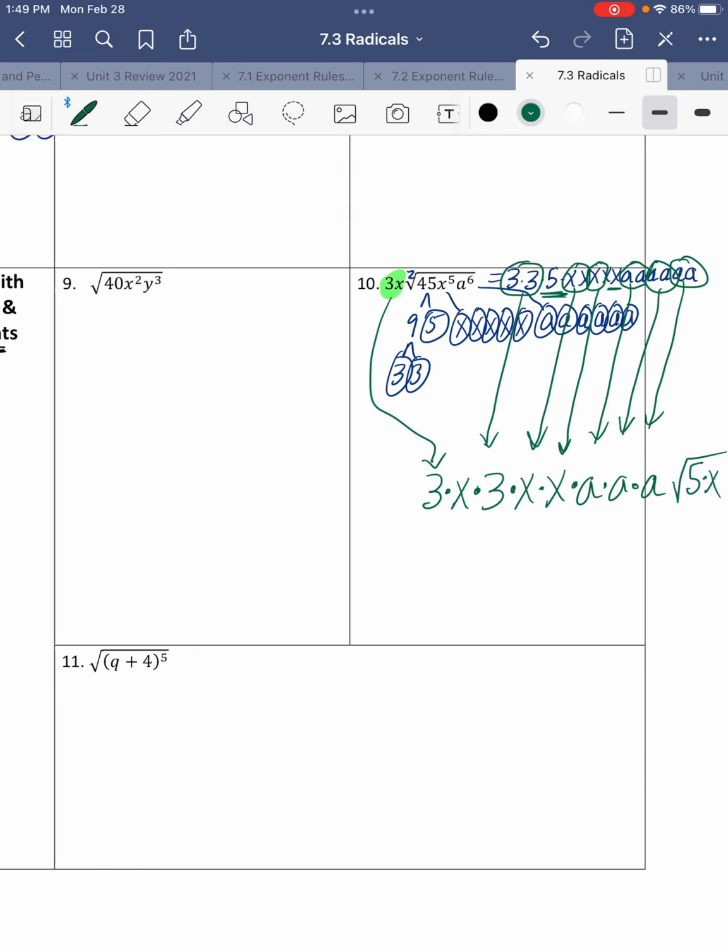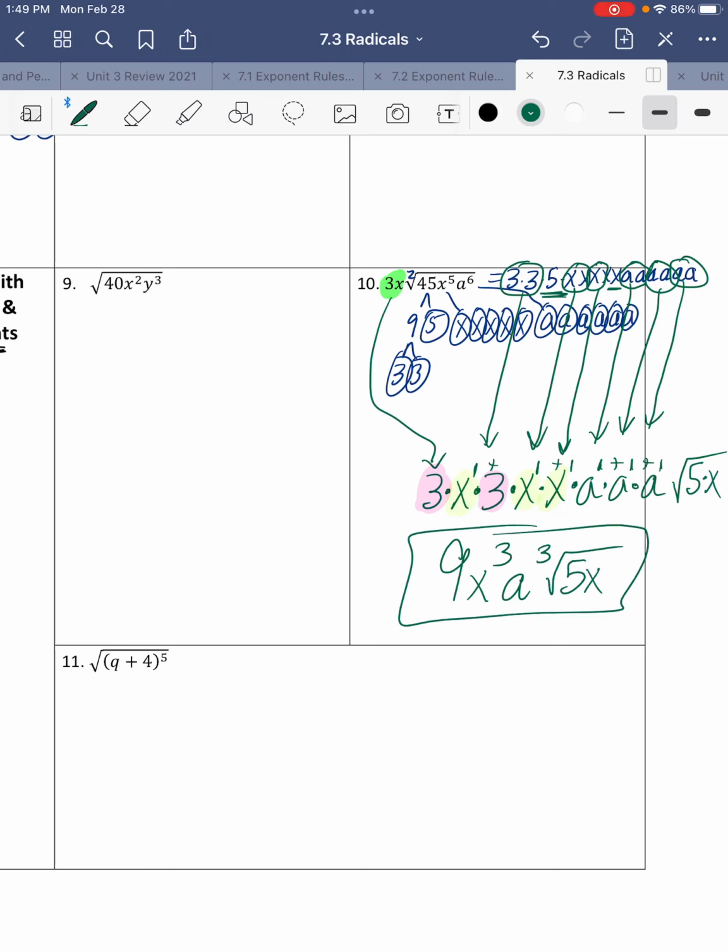5 times x. We need to multiply everything on the outside. So we multiply our coefficients. 3 times 3, those are the only coefficients we have, so that's 9. We're going to multiply our variables. X times x times x. You remember you have your exponents with like bases, you add them. So that's going to be x to the third. And the same thing with a's. You're going to add those exponents with like bases. The a's are like bases that are the same. So that's a to the third. And on the inside, 5 times x is 5x. And there's your final answer.